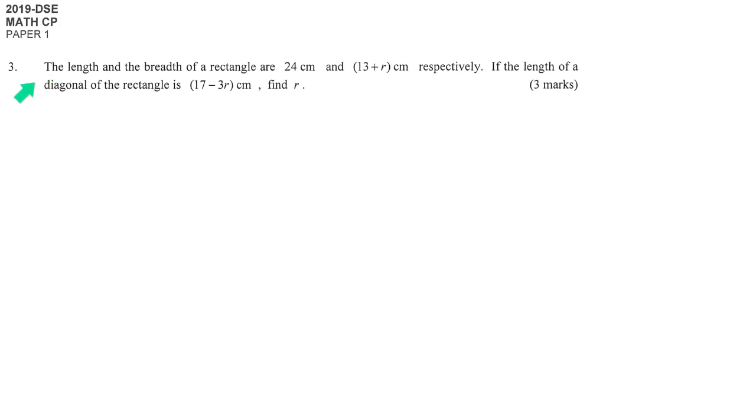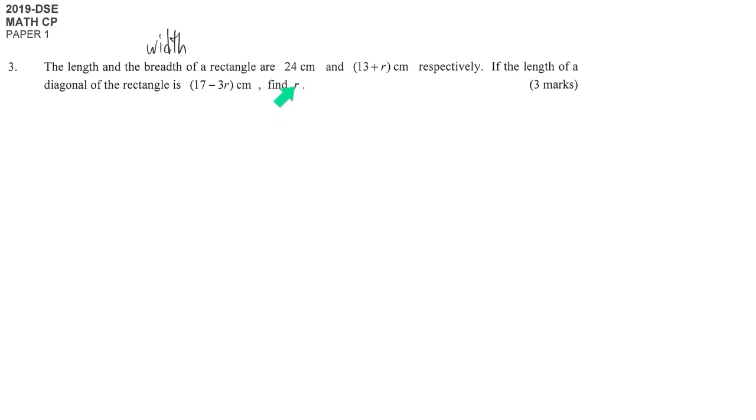In this question, this is not a typical type of question. In section A, they say that the length and the breadth of a rectangle are 24 and 13 plus r cm respectively. And then a very big question mark in my head is why they use "breadth" here. It means the same as width, with no difference at all, but I have no idea why they use a not very common word to express the width. Anyway, the length of the diagonal of the rectangle is 17 minus 3r, and we have to find out r.